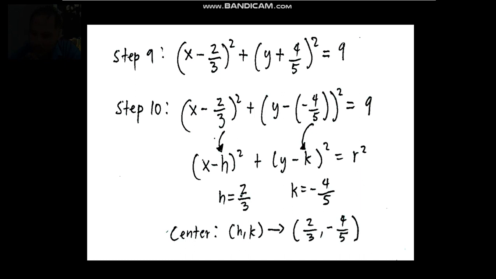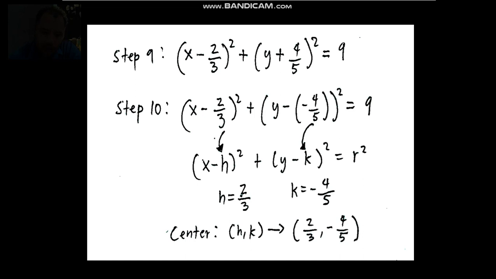Take a look at x minus 2/3 squared. Since there is a minus sign, the value of h was positive 2/3. And take note also of the expression y plus 4/5 squared. The minus sign was already out of the picture, so it is expected that the variable k here has a negative value. That's why we have k equals negative 4/5.